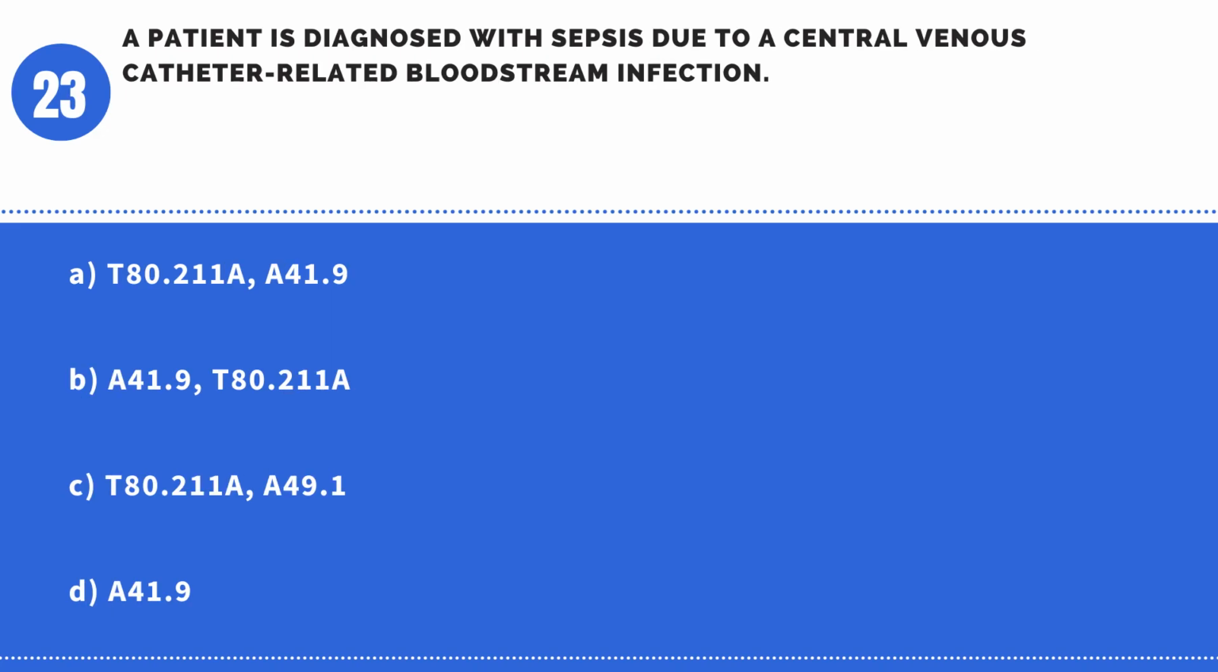Question 23. A patient is diagnosed with sepsis due to a central venous catheter-related bloodstream infection. A. T80.211A, A41.9. B. A41.9, T80.211A. C. T80.211A, A49.1. D. A41.9.